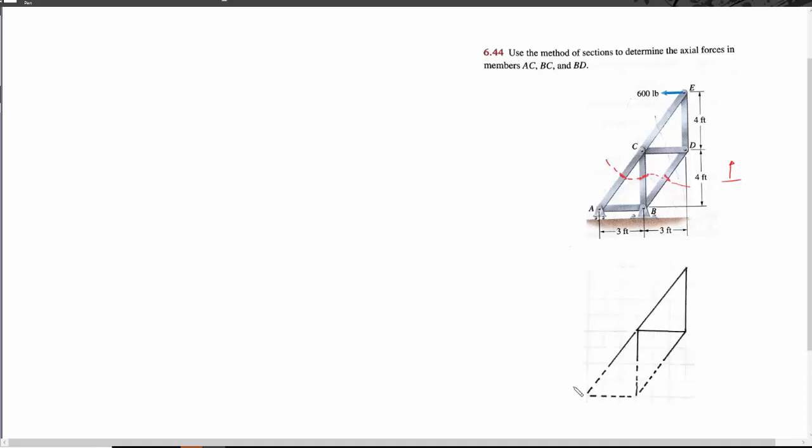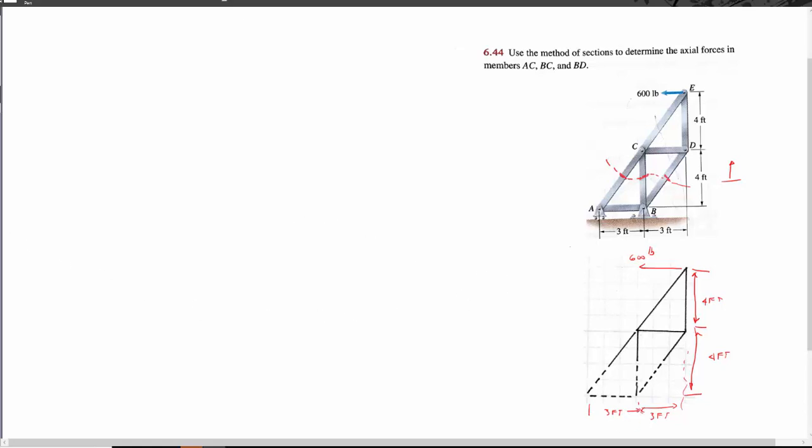So here it is. There is my free body diagram of the truss, and let's go ahead and add what we need to add here. This is 600 pounds. This was 4 feet. And this is 4 feet. And if I draw this down here and this here, this is going to be 3 feet. And this as well is going to be 3 feet.